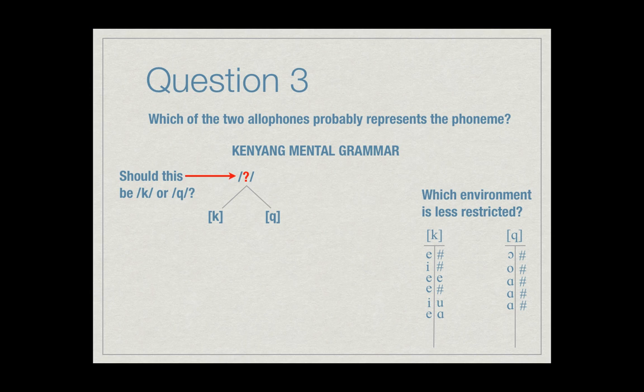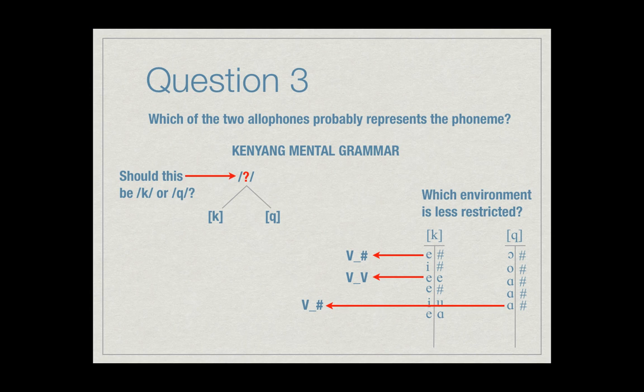Sometimes this default allophone is also called the elsewhere case, because one allophone is used in a very specific environment and the other one is used elsewhere. So, which of the two allophones has a less restricted phonetic environment? The velar stop exists between a vowel and a word boundary. That is one environment. It also exists between two vowels. That is another environment. So there are at least two types of environments in which k occurs. The uvular stop, on the other hand, only exists between a vowel and a word boundary.